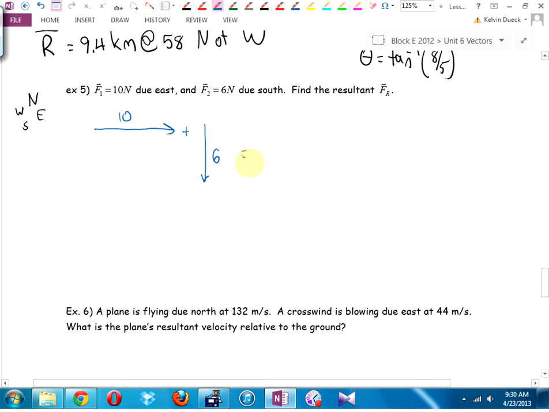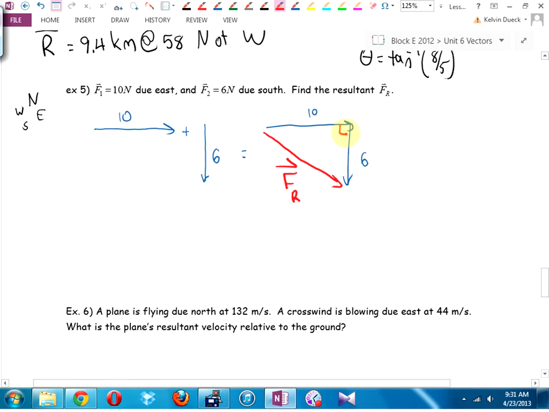Dylan, my friend, how do I add two vectors together? Draw them. So it's going to look like this. 10 plus 6. Resultant is always from the tail of the first to the tip of the second. You know what? The resultant is going to be... There's force resultant, FR. And conveniently, there's a lovely right angle.